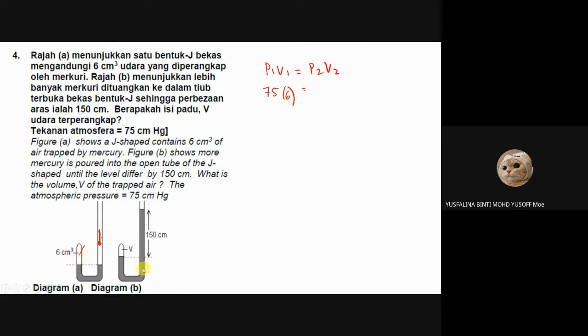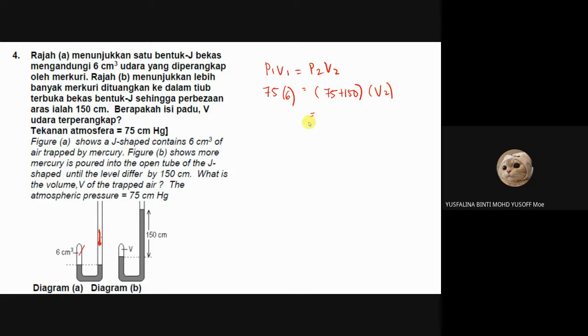Okay, at the second part, it adds the mercury until the level difference is 150. Okay, so for this one, there are two pressures acting on it. Okay, the first one comes from the atmospheric pressure, 75. Okay, and then another one comes from the mercury itself. Because this one is a liquid, right? So you already know inside the liquid also, they have their own pressure. So 150. Okay, and then you need to find V here.